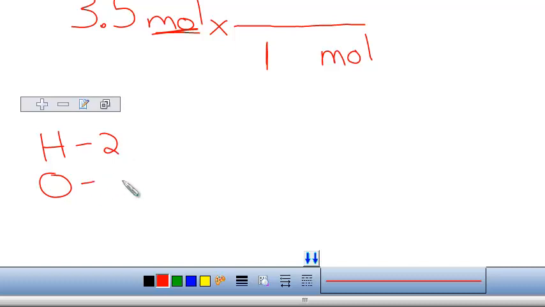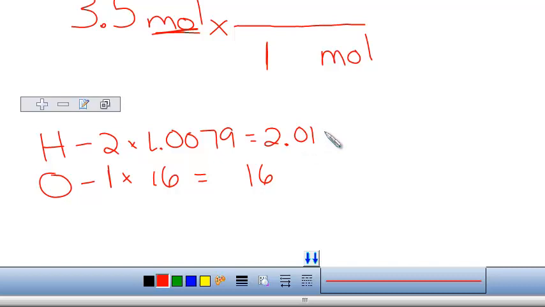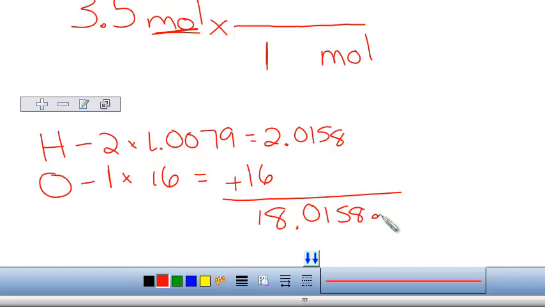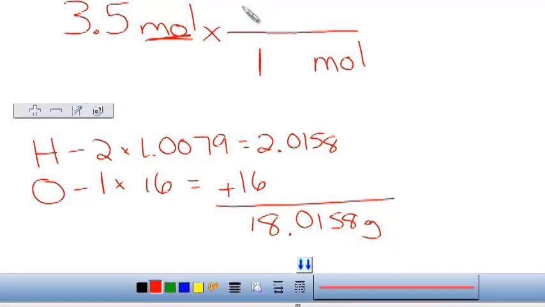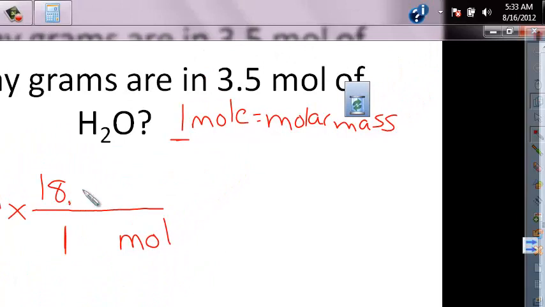So we got to go down here real quick and find the molar mass of H2O. So we got hydrogen, there's 2 of them, and we have 1 oxygen. We're going to multiply by the molar mass of both of these elements, okay? The mass, the number on the bottom of the periodic table. Okay, so we got 16 and 2.0158. All right, now we're going to add those up. Get 18.0158 grams. Now that number, the molar mass of H2O, of water, goes right here.